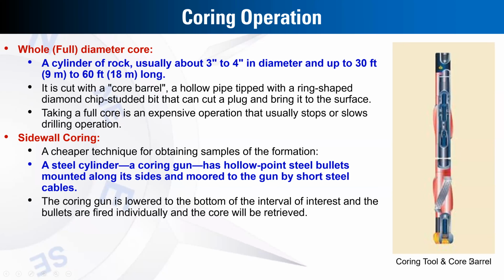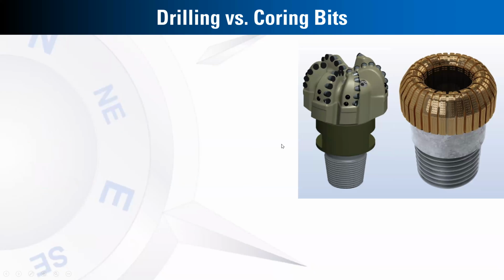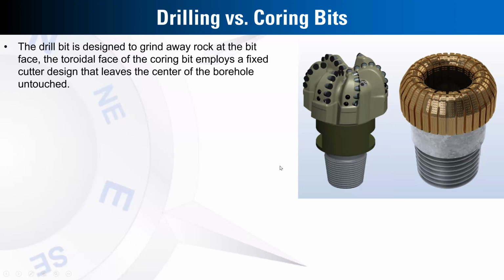The coring gun is typically like the core barrel designed to acquire a small diameter and small length core sample or rock sample. So this is the comparison between the drilling bit like this. It's designed to grind away the rock cuttings with the circulation process, while the coring bit like this is a hollow pipe which is designed to acquire the full diameter core inside this barrel.